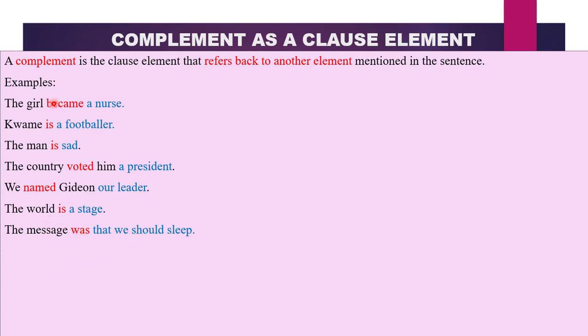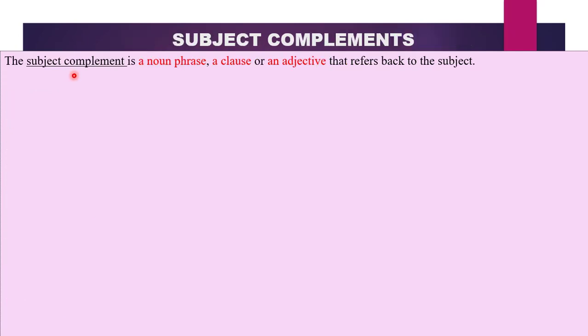From these examples, we can see that some of the complements refer back to the subjects and some of them refer back to the objects in the sentence. Therefore, we have two types of complements, the subject complement and the object complement. Let us take them one after the other. As we saw earlier in the previous slide, the subject complement can be a noun phrase, a clause or an adjective, and it should refer back to the subject.